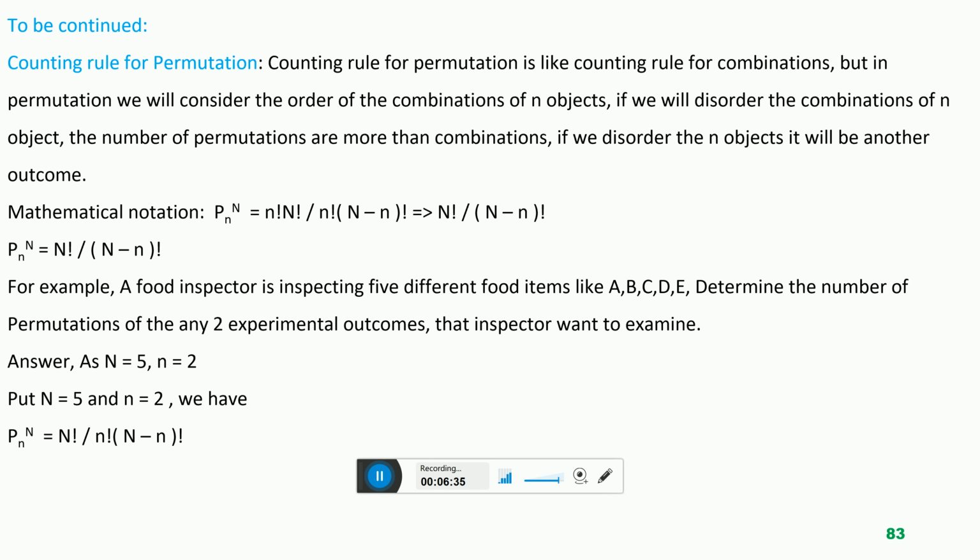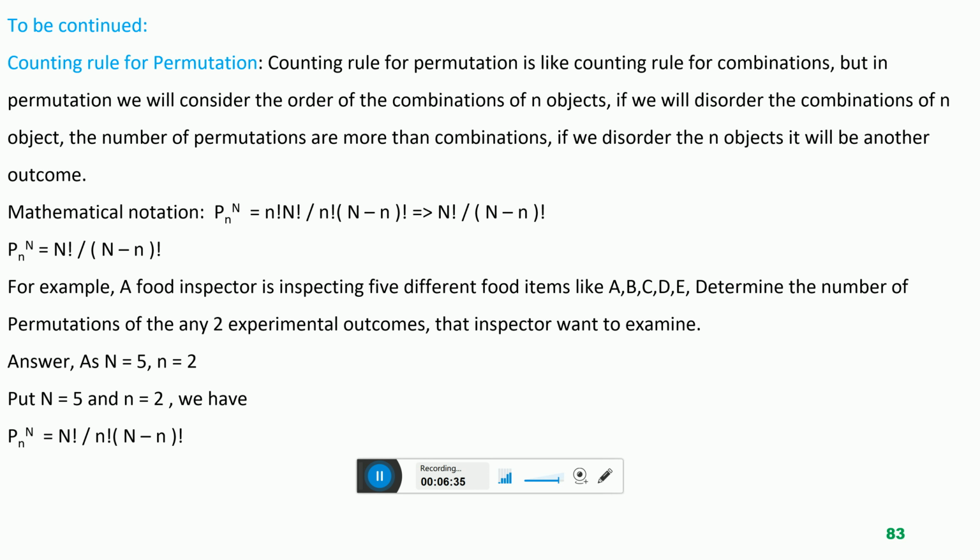Sorry, this small n factorial is not in here. This is a typing mistake. We do not require this n factorial in this formula. The formula is N factorial divided by N minus n whole factorial. Dear students, there is no need of this small n factorial. So 5 factorial divided by 5 minus small n, which is 2, whole factorial.